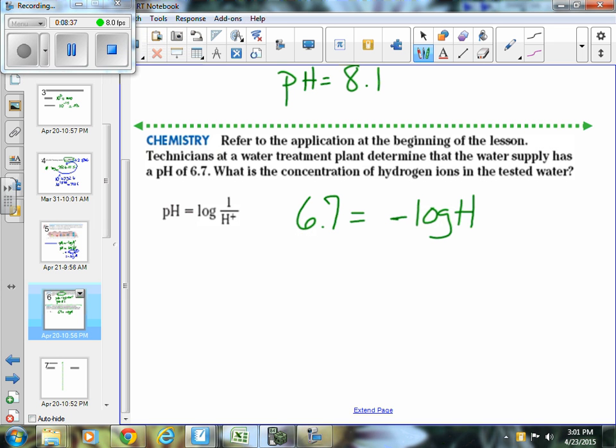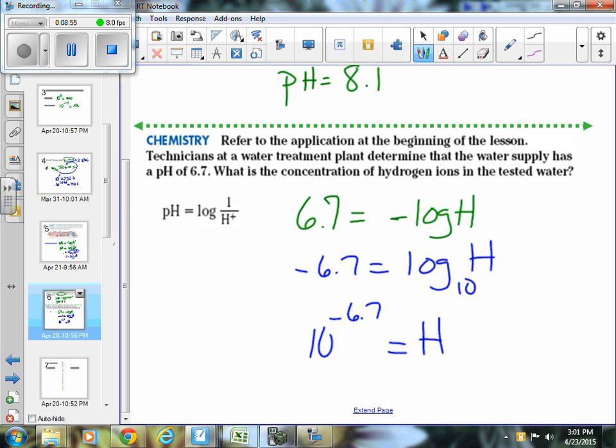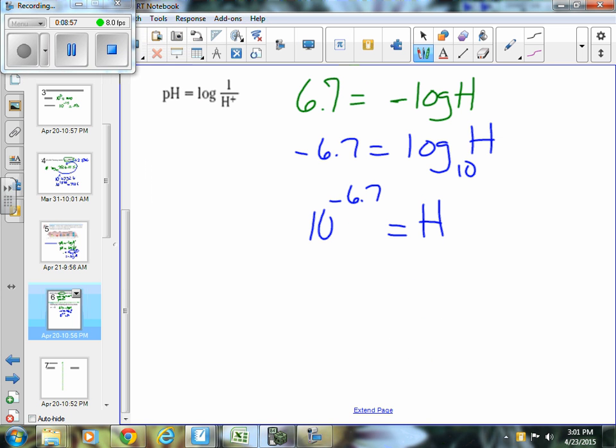But the first thing that I'm going to do is go ahead and divide by that negative so I can get that on the other side. So log of H. Remember, this is base 10. To solve this statement, I'm going to rewrite it as an exponential so I can see what that looks like. So 10 to the -6.7 would have to be that hydrogen concentration. And so if you do that, just type that in.